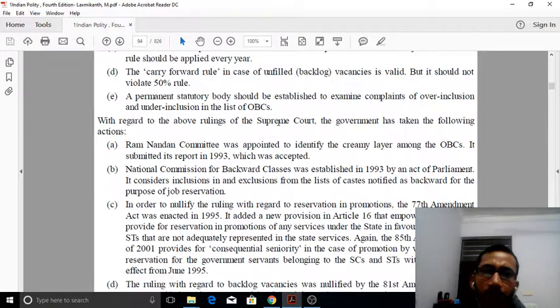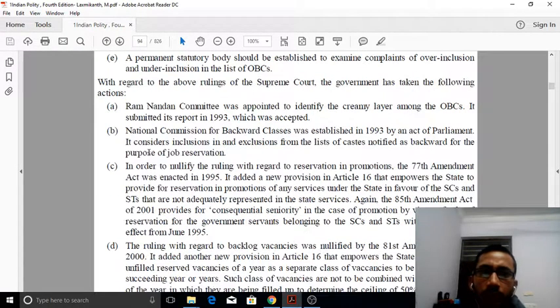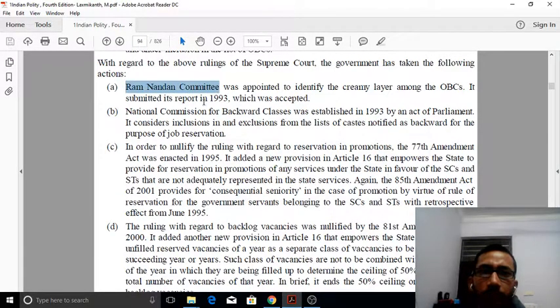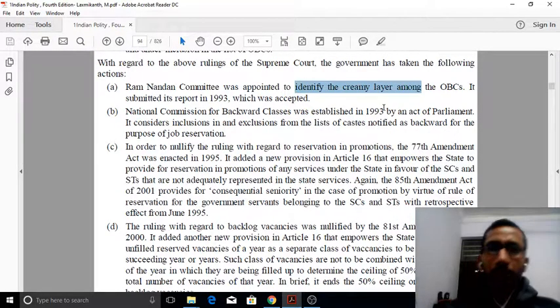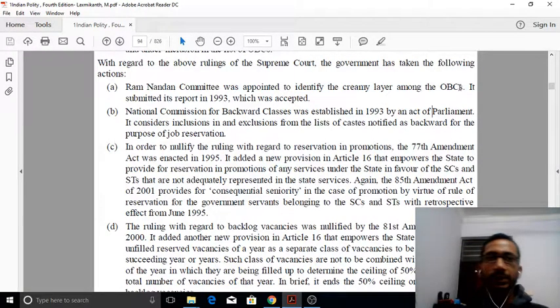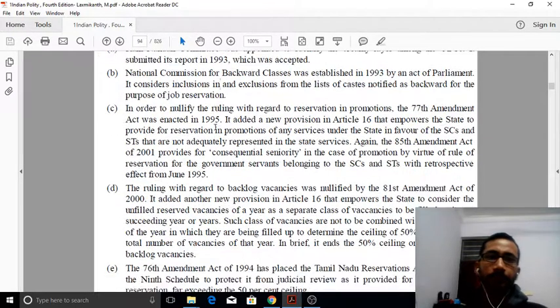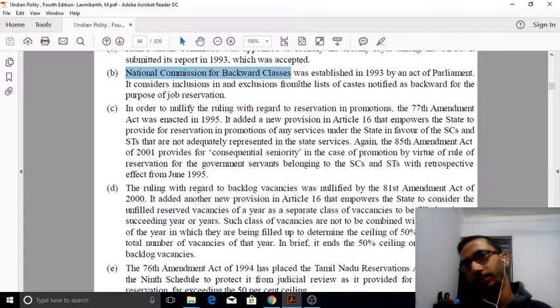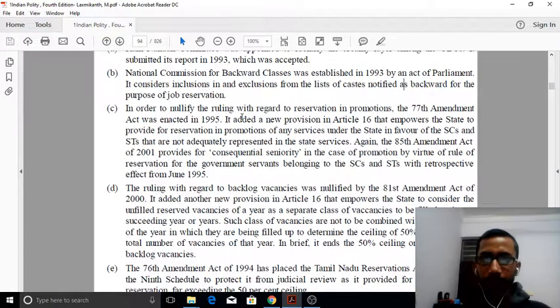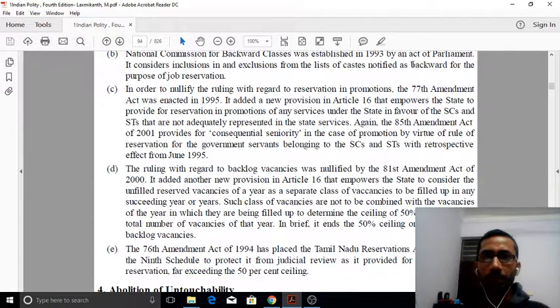With regard to the above ruling of the Supreme Court, the government has taken further actions. What are those things? The Ram Nandan Committee was appointed to identify the creamy layer of OBC, right? They submitted a report in 1993, and this 1993 report was accepted, right? The NCBC, National Commission for Backward Classes, was established in 1993 by an act of Parliament, right? And the backward classes were notified for the purpose of job reservations, right?